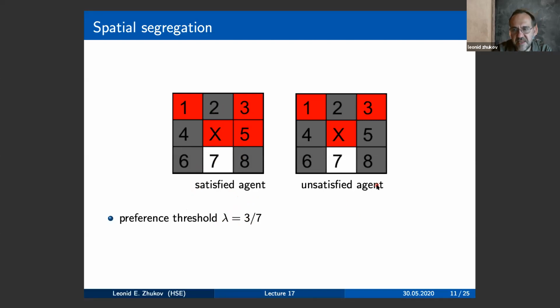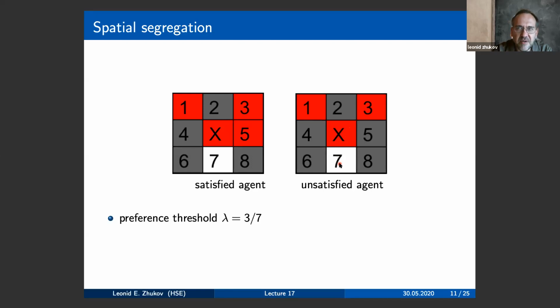An unsatisfied agent is the one here, right? For this agent, out of his neighbors there are only 2 of his type, not 3. And he wants to have 3/7 to stay. So this agent will move, but unfortunately in this particular scenario he doesn't have a place to move, because if he moves to spot 7, it's even getting worse.